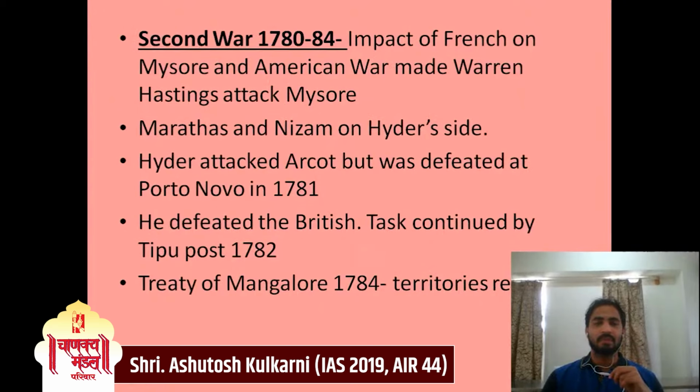The second war, 1780 to 1784. So now again, Warren Hastings has come to India, from 1772 onwards. The first Anglo-Maratha war happened in 1780 to 84, in 82. And side by side, the war with Mysore continued.